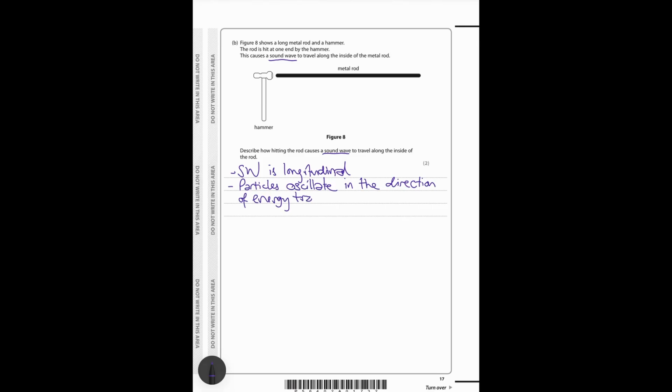So playing it safe by using all of these keywords. I've said longitudinal, oscillate, I've said energy travel. Okay, now I think I've probably got 2 marks for this because I'm using the word longitudinal, I'm using oscillate, I'm saying what it is. But just to be safe, because it's saying describe how that causes it to travel along, I might as well just say as well, because the particles are oscillating, they're hitting neighboring particles, causing them to oscillate as well.